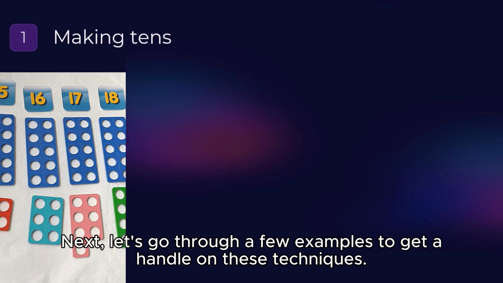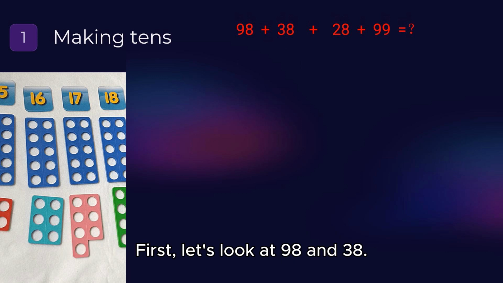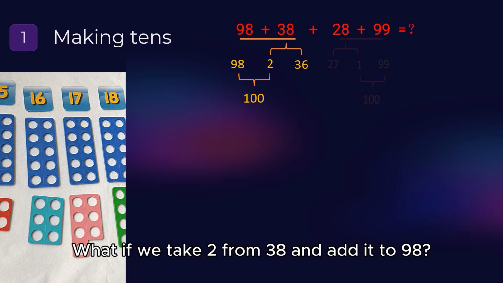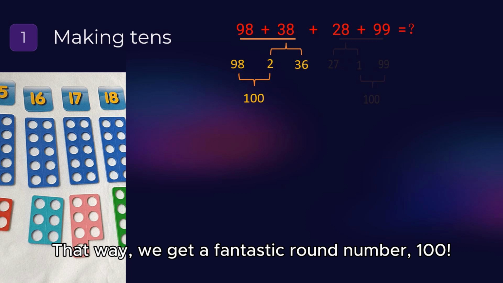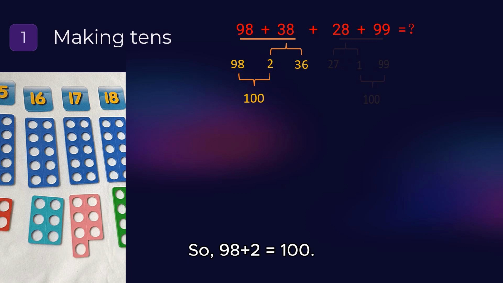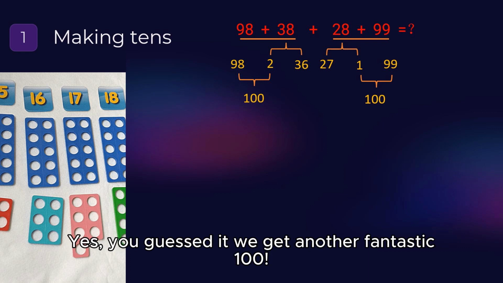Next, let's go through a few examples to get a handle on these techniques. Now, we're going to use a smart trick called making tens to quickly add these numbers: 98, 38, 28, and 99. First, let's look at 98 and 38. What if we take 2 from 38 and add it to 98? That way, we get a fantastic round number, 100. So, 98 plus 2 equals 100. Now, onto 28 and 99. What if we take 1 from 28 and add it to 99? Yes, you guessed it, we get another fantastic 100.